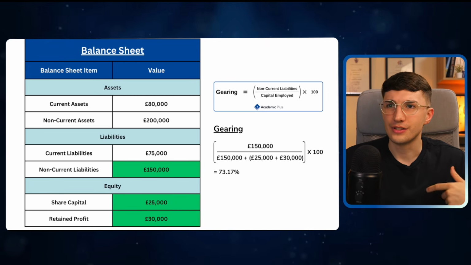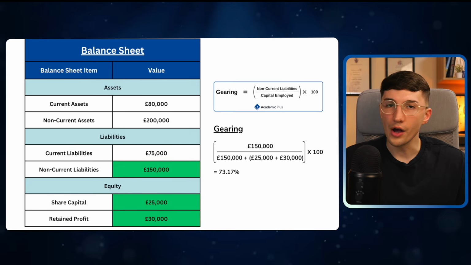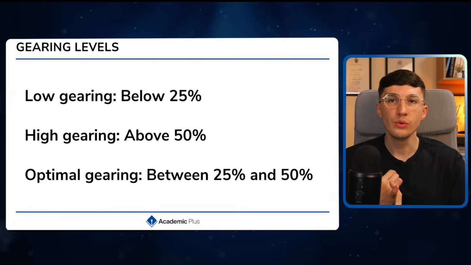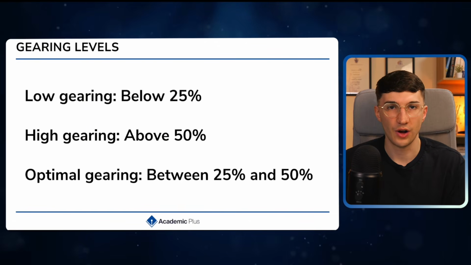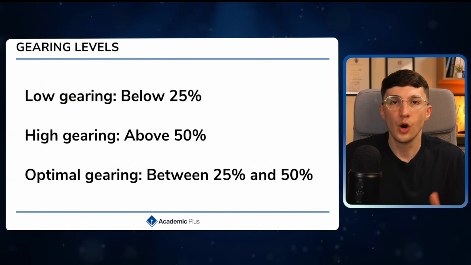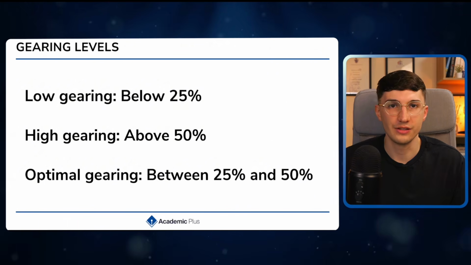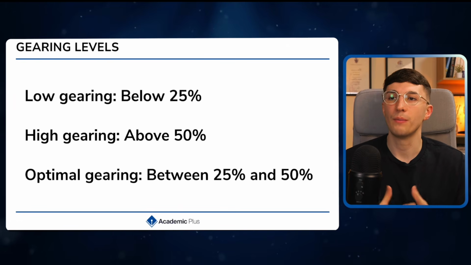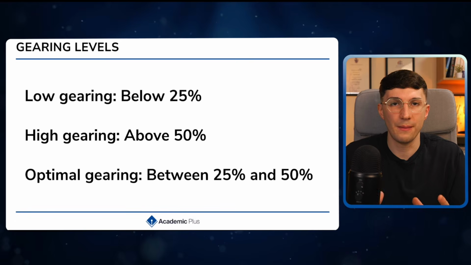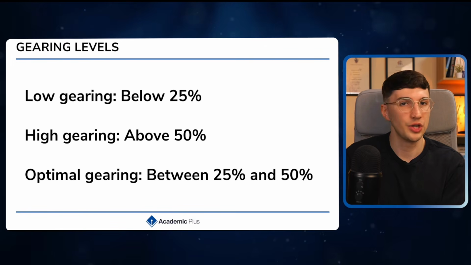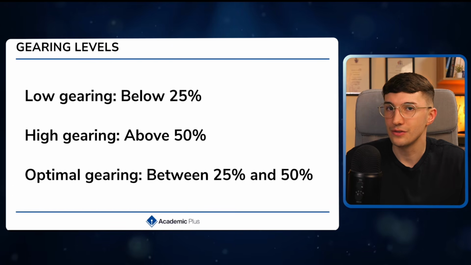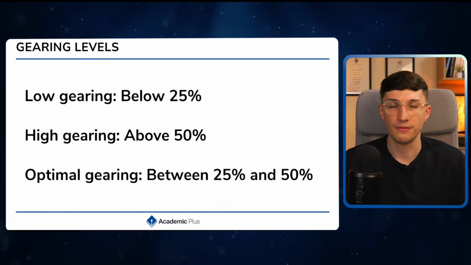But is that a good thing? Is 73.17% too high, too low? Well, we've got some ways of categorizing these values. Low gearing is anywhere below 25%. And this means that we're not really relying that much on long-term debt. We're relying more on equity sources. A high gearing though would be anywhere above 50%. And this means we are heavily relying on long-term debt methods to fund the long-term strategy of the business. And then an optimal gearing, depending on the industry, is anywhere between 25 and 50%.